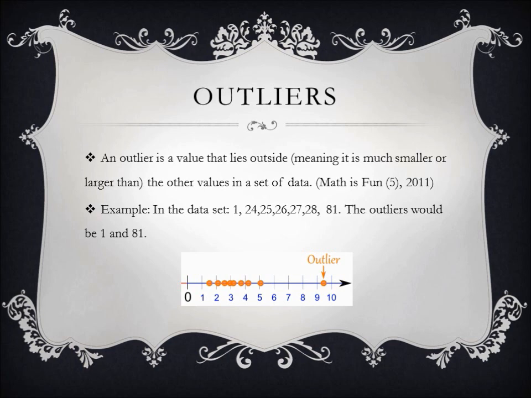Outliers. An outlier is a value that lies outside, meaning it is much smaller or larger than the other values in the set of data. For example, in the data set 1, 24, 25, 26, 27, 28, and 81, the outliers will be 1 and 81 because they fall far outside the data set.